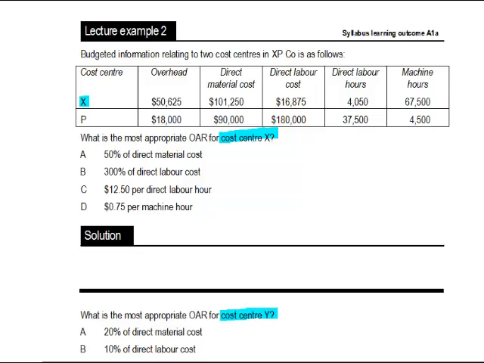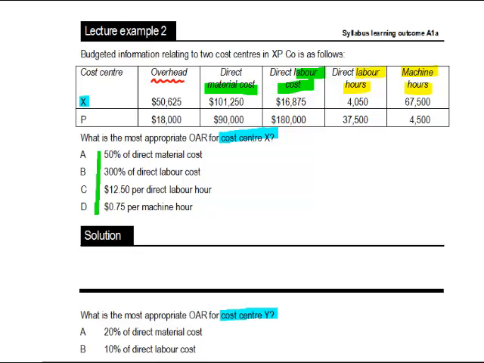Now, the first thing to do here is to have a look at the overheads, and we've got our overhead amount there of $50,625, and two of the different ways that we could assign this are hours. We've got labour hours and we've got machine hours. Now we've also got direct material cost and direct labour cost.